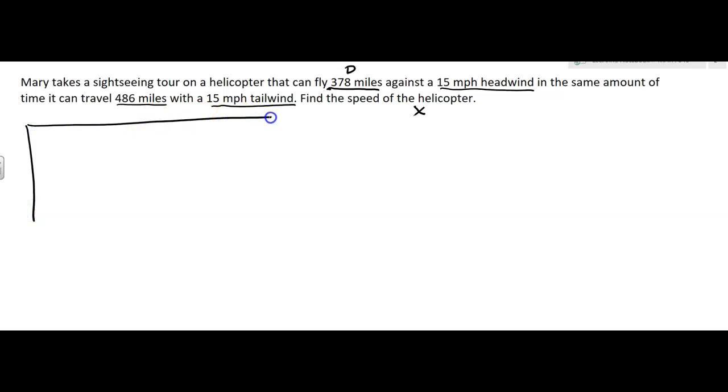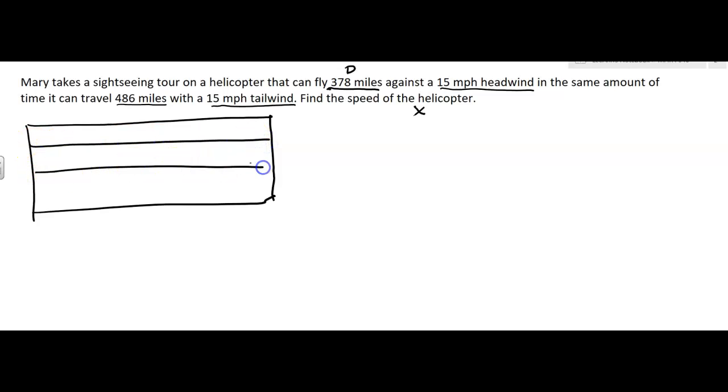So most of the time in these travel problems, I set up a chart. And there's usually two situations going on. I'll just write it like that. Rate times time equals distance. That is true. Rate times time equals distance. That's a formula that we know.